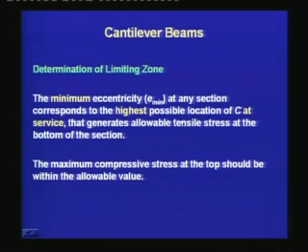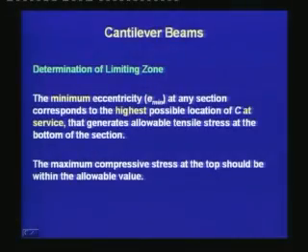The minimum eccentricity, which is represented as Emin at any section, corresponds to the highest possible location of C at service that generates allowable tensile stress at the bottom of the section. Thus, the minimum eccentricity of the CGS is calculated from the highest position of C under service loads, and this will generate allowable tensile stress at the bottom of the section. The maximum compressive stress at the top should also be checked to be within the allowable value.